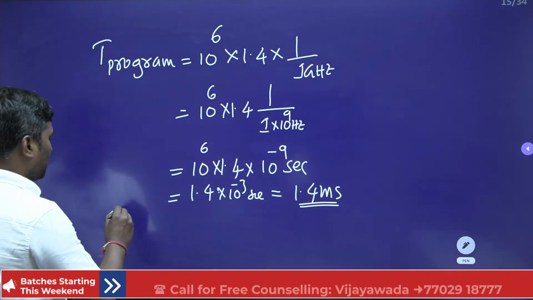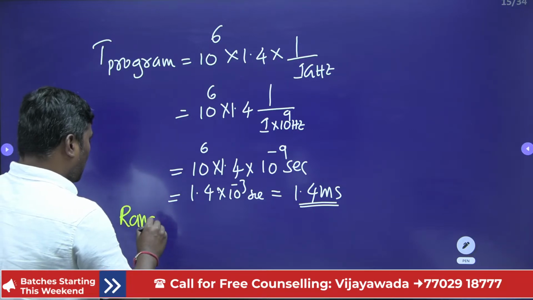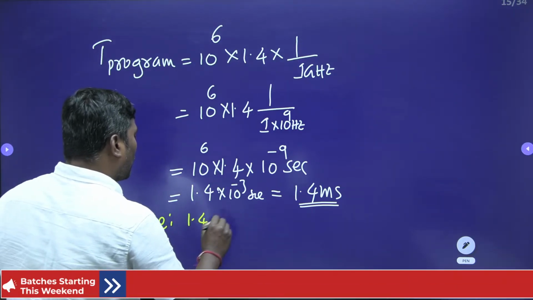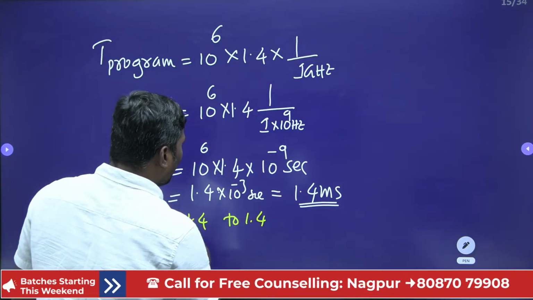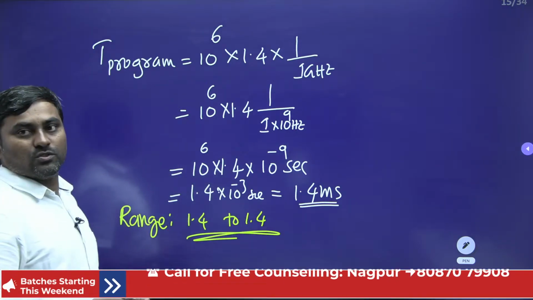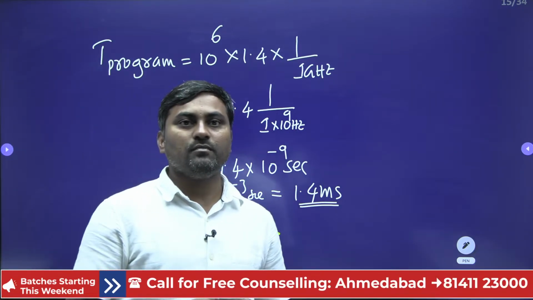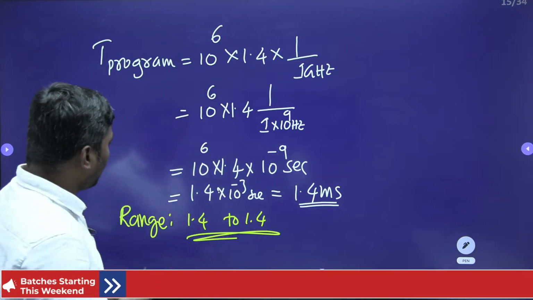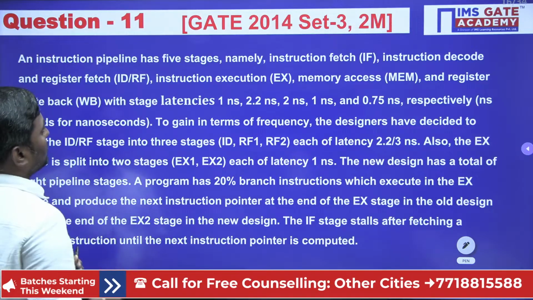So the range is 1.4 to 1.4, and the unit is already given in milliseconds, right? So this way you can answer it. Clear? Chalo, we'll see another question.